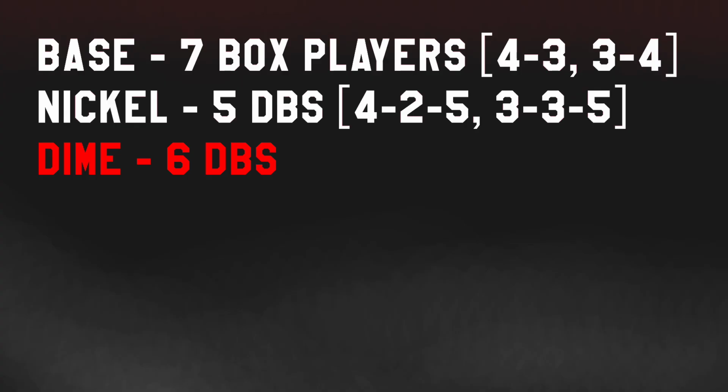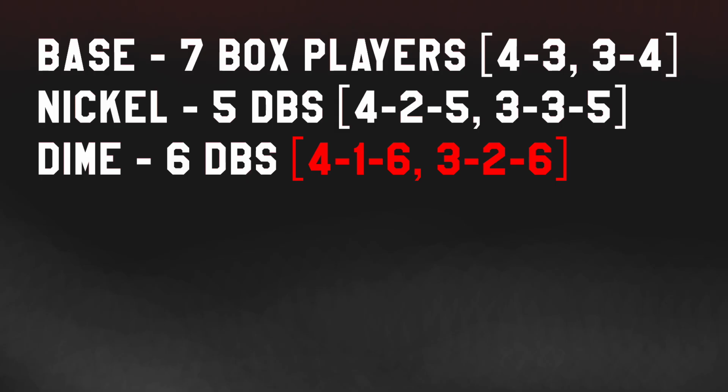So this would be like a 4-1-6 or a 3-2-6. 5 players in the box, 6 defensive backs. Generally, just 4 corners, 2 safeties blanketing the top. Although you could have defenses where it's 3 deep safeties and 3 corners. But every defense is different in that regard. But generally, we only see 2 high on a given defense.